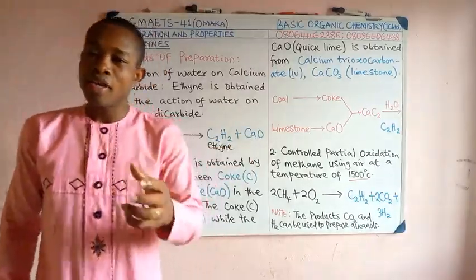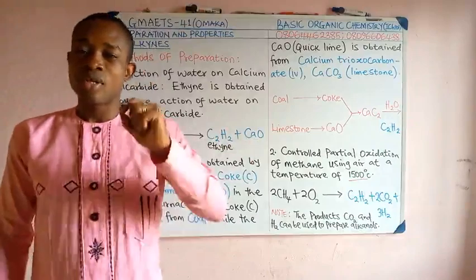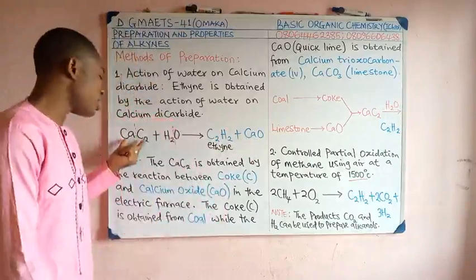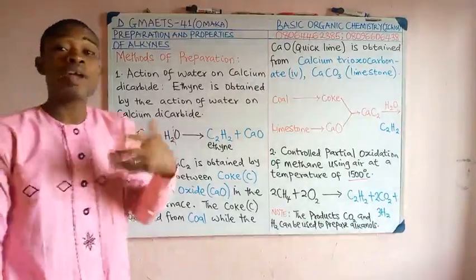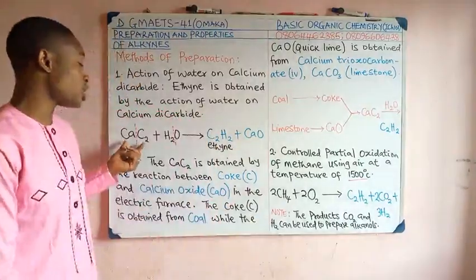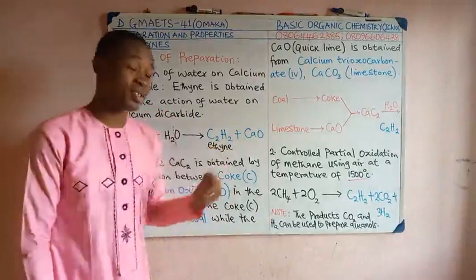Now, you might be required to establish the source of this calcium dicarbide. That is, where do we get the calcium dicarbide from, which actually reacts with this water to give us this ethyne.